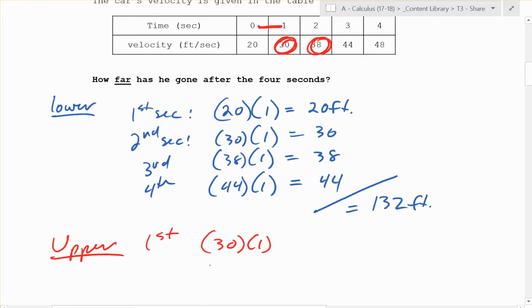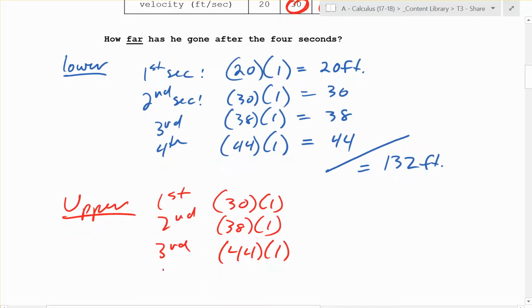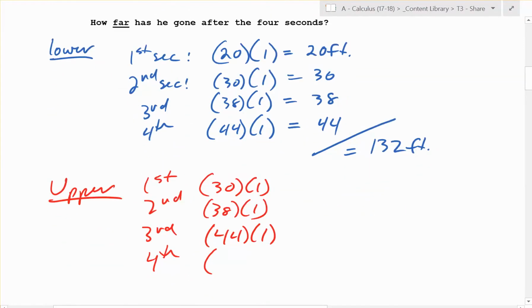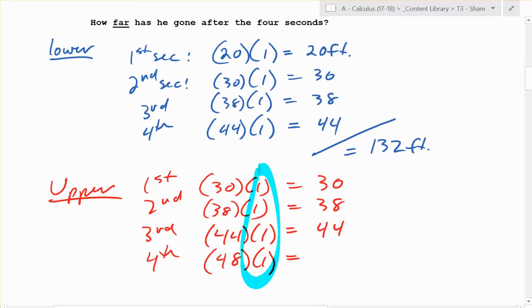And then it'll be 38 times 1 for the second, and the third will be 44 times 1, and the fourth will be 48. So we're assuming the acceleration happens as quickly as possible. Again, we have easy multiplication because the time interval is 1, and it's pretty common that this time interval is going to be constant. So that's going to be 48, and when you add this together, you end up with 160 feet.